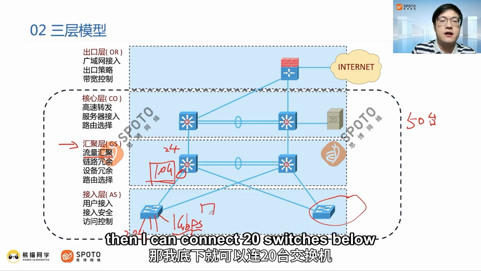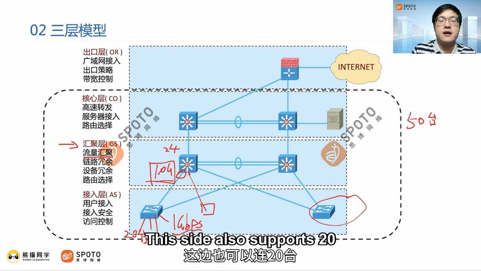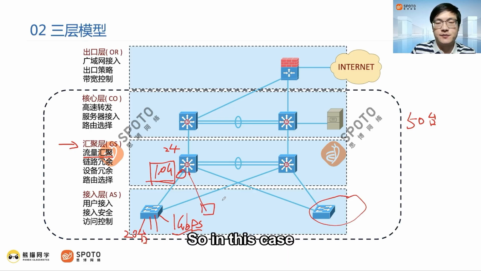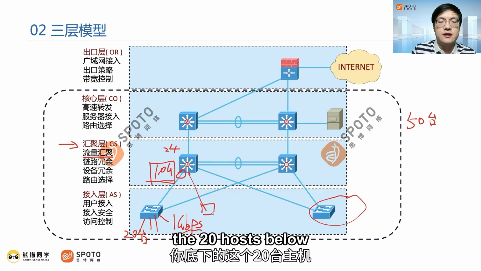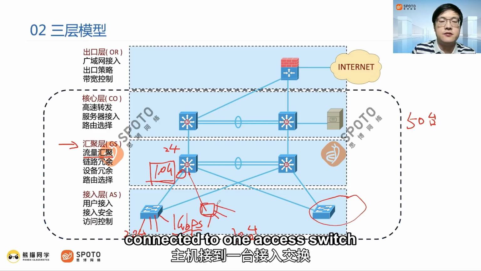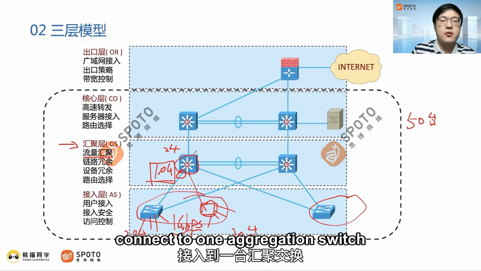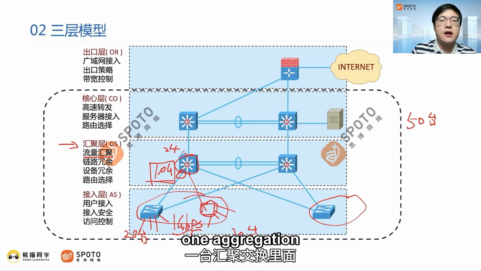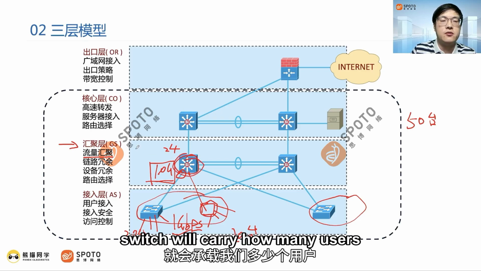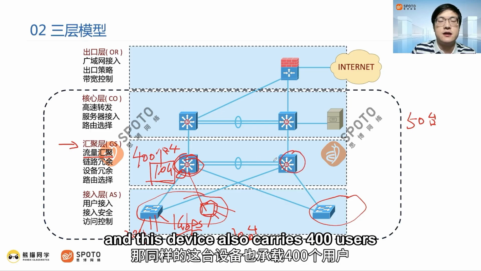Then I can connect 20 switches below. 20 access switches can be connected here. This side also supports 20 hosts below. Okay, and here are 20 hosts connected to one access switch. And then, 20 access switches connect to one aggregation switch. So one switch will carry how many users? Well, 400 users. And this device also carries 400 users.